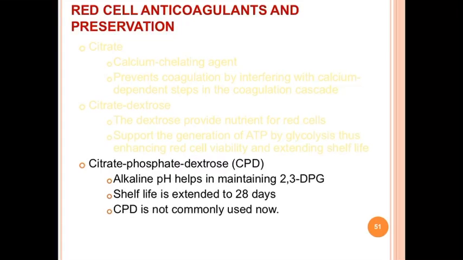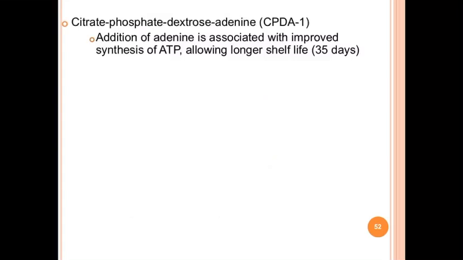Third is citrate phosphate dextrose. Phosphate maintains the pH. Alkaline pH helps in maintaining the 2,3-DPG. The shelf life is extended to 28 days. The CPD is not commonly used now. Next is citrate phosphate dextrose adenine, CPDA. The addition of adenine is associated with improved synthesis of ATP, allowing the larger shelf life from 28 days to 35 days.